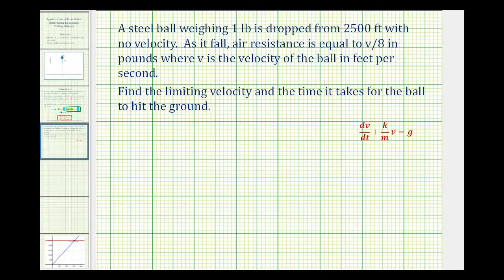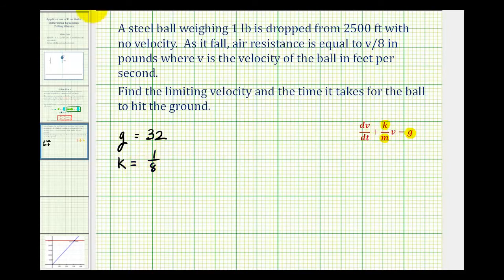So to set up our differential equation, we want to find k, m, and g. Let's start with g, which is the acceleration due to gravity. Because in this problem we're dealing with feet, the acceleration due to gravity is going to be 32 feet per second squared, or g equals 32. Again, we're using a positive value here because we're assuming downward is the positive direction. Now we need to find k and m. Let's talk about k, which relates the air resistance to the velocity. Well, we're told that the air resistance is v divided by 8 pounds, or 1/8 times v. So that means k is equal to 1/8.